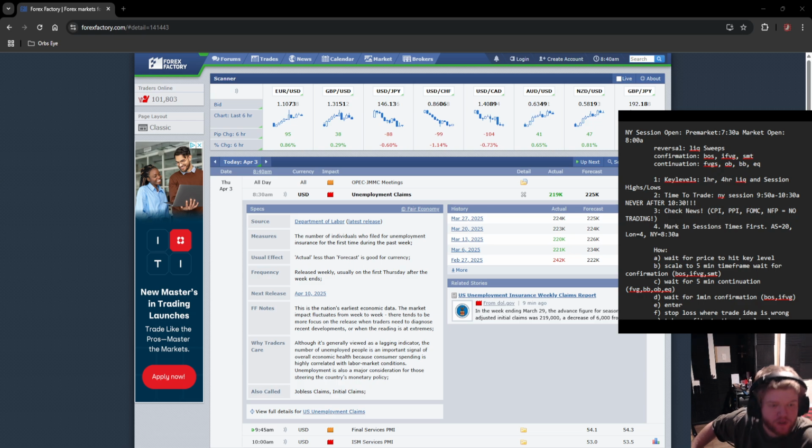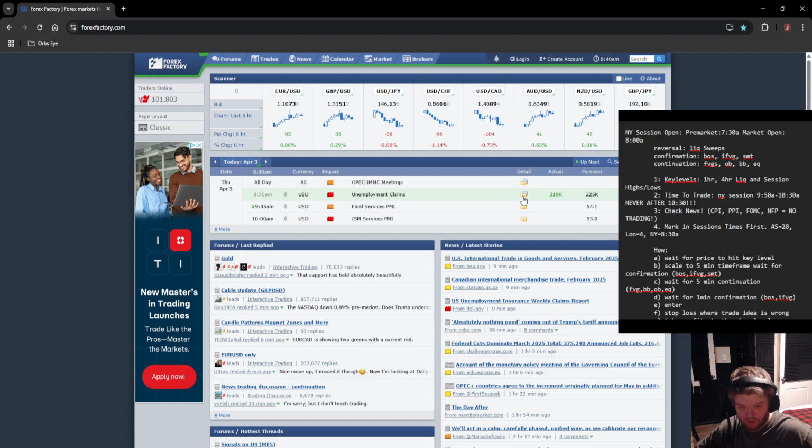Okay, so we just hit 8:40 real time. Refresh the thing here. Actual less than forecast is good for currency. If it's less, currency is going to go down. It wasn't. It's green, which means it's going to go up instead. With that being the case, we're now on to 9:45.